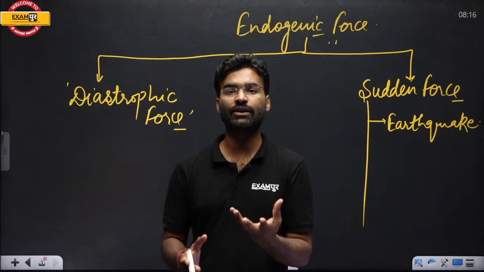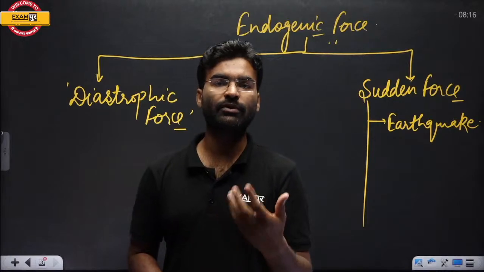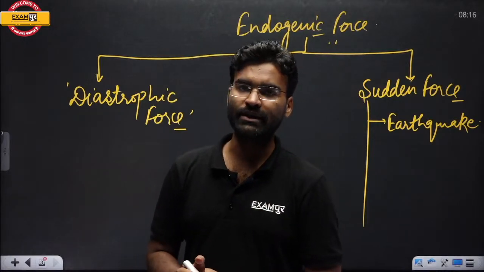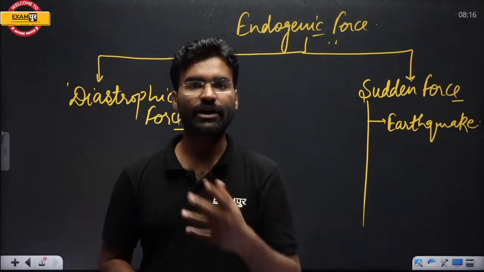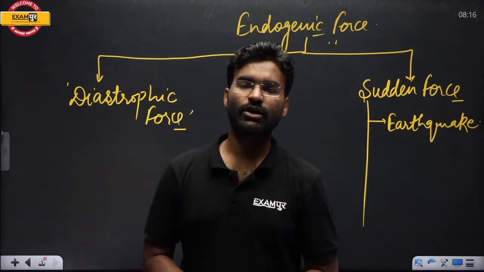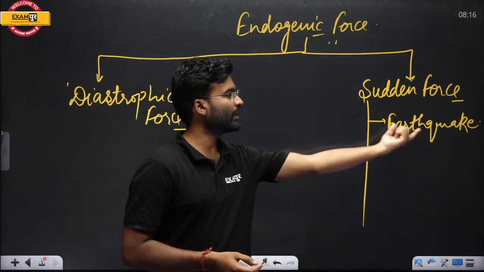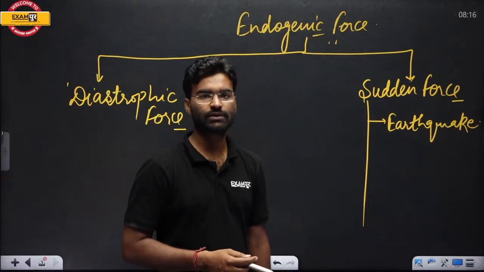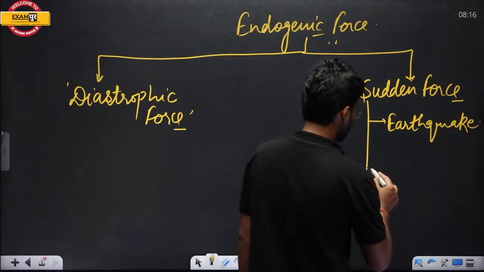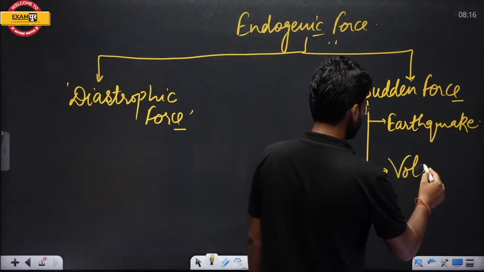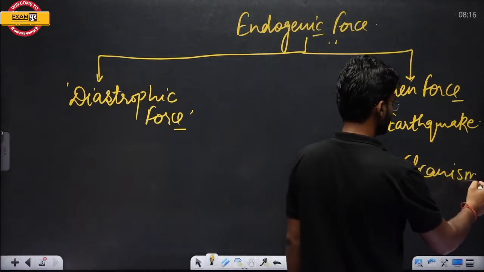This disturbance releases energy, and that energy arrives at the earth's surface in the form of seismic waves and makes a tremor. Such a tremor, such a phenomenon, is called the earthquake. I think you are clear: the earthquake is the consequence of the sudden force working beneath the earth's surface. And second, if the sudden force is happening, then volcanic process or volcanism happens.